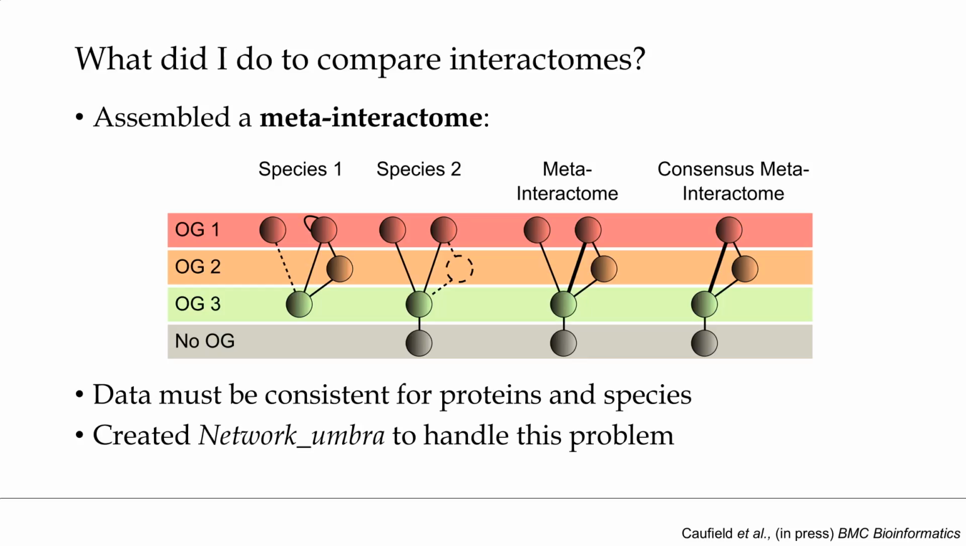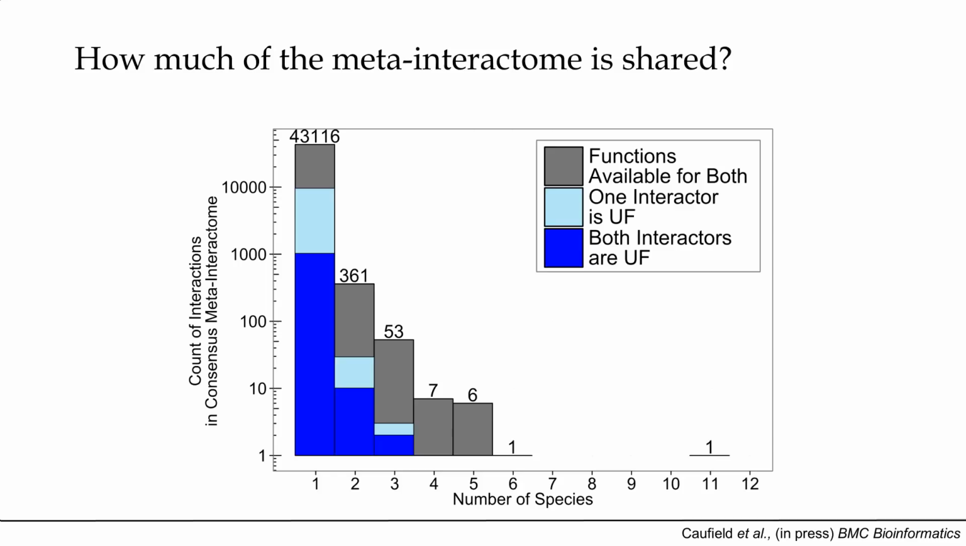And of course, we ran into one traditional protein problem again here, in that when we assembled a meta-interactome, we found that quite a bit of it included proteins of unknown function, but perhaps the more interesting problem was that the vast majority of interactions are not even seen in more than one species. In fact, I believe it's by these numbers less than 0.1% of the interactions that we see are even seen in multiple species at all.